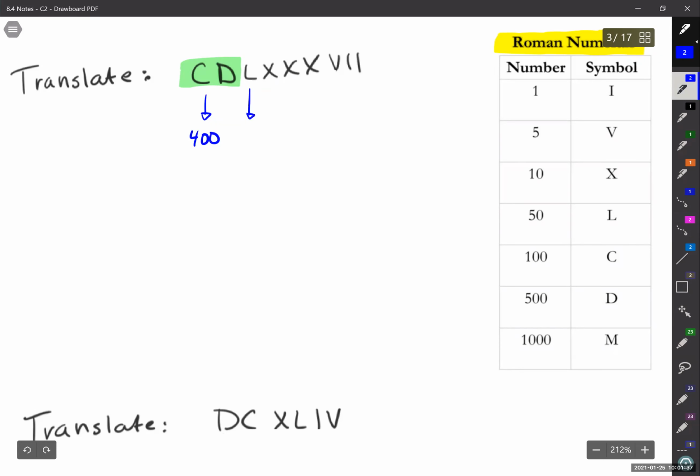And then everything else is in perfect order. So we'd say plus a 50, plus these are 3 tens, so that's plus a 30. And then here we've got a 5 and 2 ones, plus a 7. So did y'all get 400? 50 plus 30 is 80. 7.